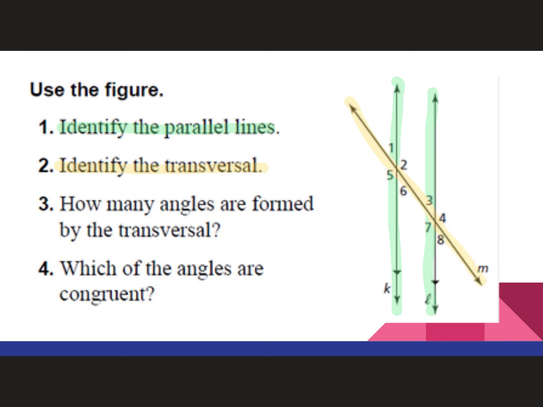Problem 3 asks us how many angles are formed. Well, we can count them. 1, 2, 3, 4, 5, 6, 7, 8. 8 angles are formed. Which of the angles are congruent? There's a whole bunch of pairs, so I'm actually going to erase all this stuff I did real quick. Sorry, and let's talk about this.